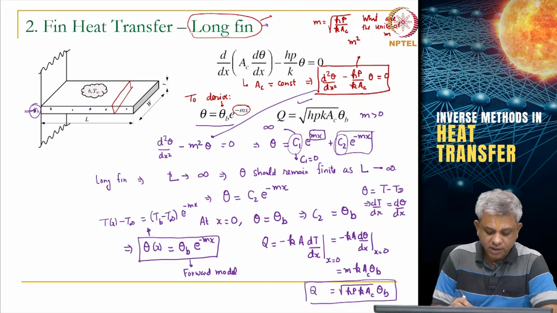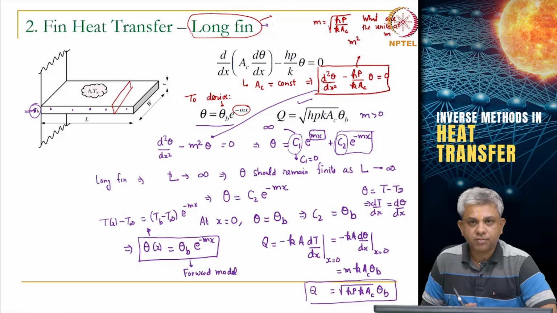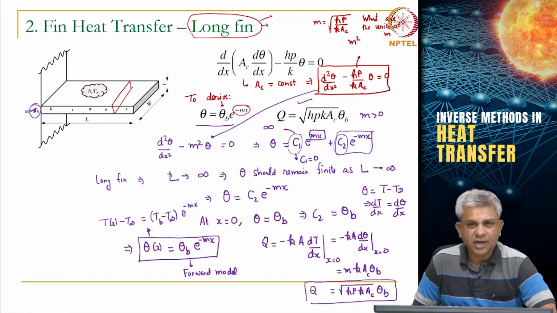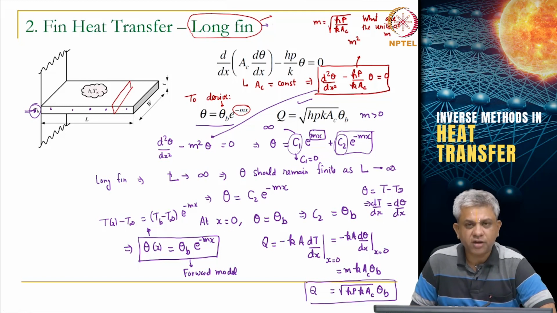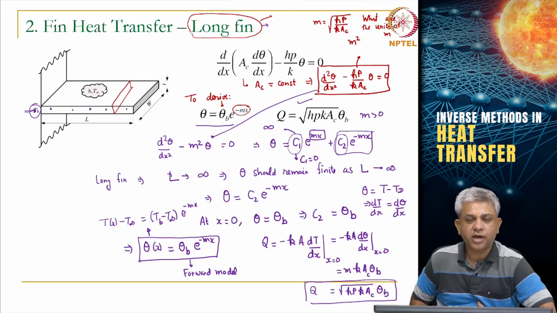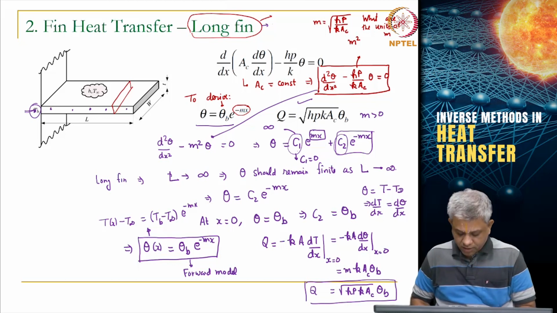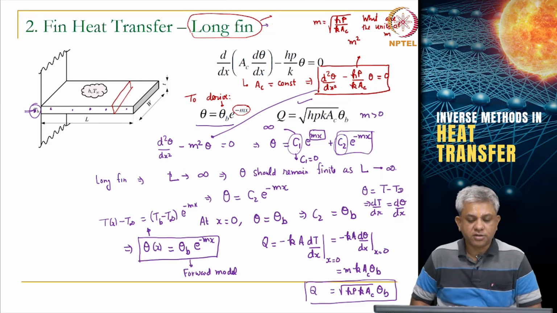So, this is the temperature expression, because theta is given by T minus T infinity. That is all that we need typically for the fin heat transfer problem. You can also try other boundary conditions and they will give you corresponding expressions, especially the insulated case, as you might remember from your heat transfer class, which is an important subcase in fin heat transfer.